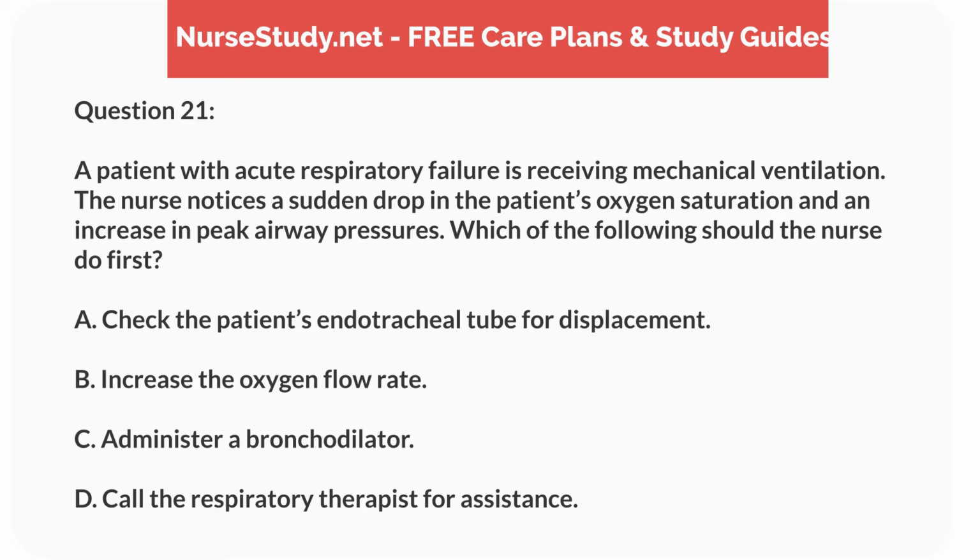Question 21. A patient with acute respiratory failure is receiving mechanical ventilation. The nurse notices a sudden drop in the patient's oxygen saturation and an increase in peak airway pressures. Which of the following should the nurse do first? A. Check the patient's endotracheal tube for displacement. B. Increase the oxygen flow rate. C. Administer a bronchodilator. D. Call the respiratory therapist for assistance.